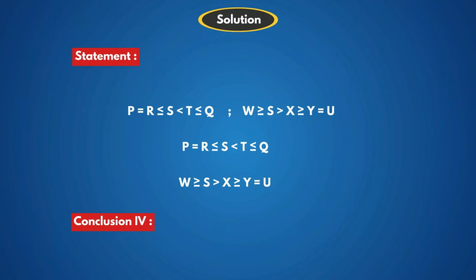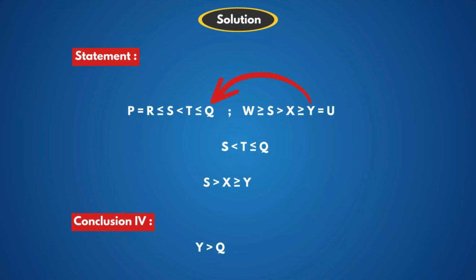Conclusion 4. Y greater than Q. Here in the statements, we don't have a direct relation between Y and Q. But we can combine these two statements. Here, we have a relation from S to Y and S to Q, so we will get a relation from Y to Q.